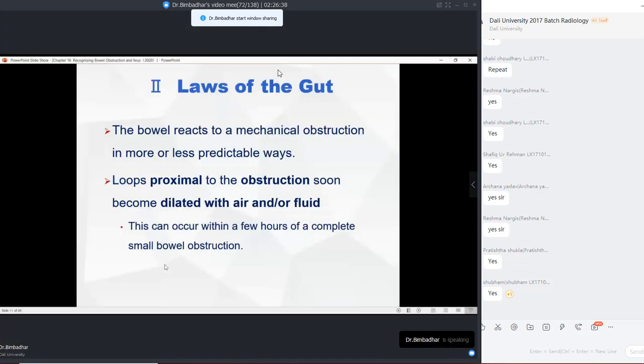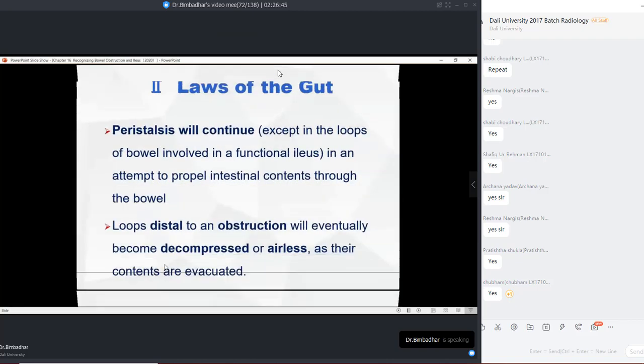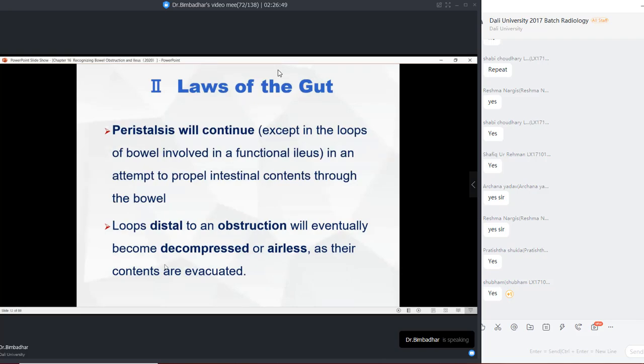Now, that kind of obstructive mechanism is going to cause something within a few hours. And remember, the peristalsis will continue except in the loops that are involved in a functional ileus. The peristalsis will keep continuing in an attempt to propel the intestinal contents along the bowel. If there is a sentinel loop, all other parts of the intestine will give up peristaltic movement. Only that smaller part where the obstruction or local irritation is present will not have peristaltic movements, but all other parts will have peristaltic movements, which means that the peristaltic movements happening in all other parts of the intestine are going to accumulate fluid and air.